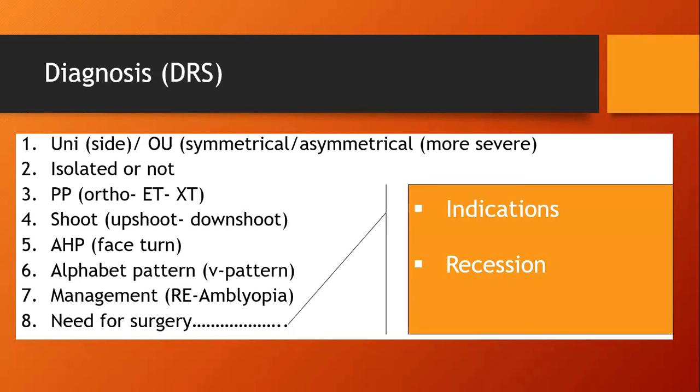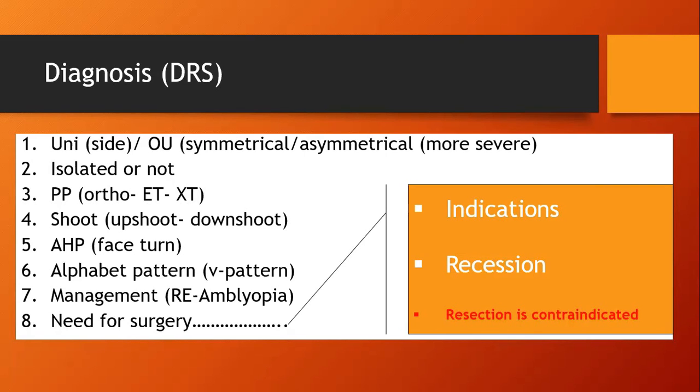And you have to know that we do recession. So if it is esotropic, you recess the medial rectus. If it is exotropic, you recess the lateral rectus. Any strengthening surgery like resection or plication is generally contraindicated in Duane, because if you resect the muscle, the narrowing and the co-contraction will become more evident. So the examiner perhaps wants to hear this piece of information. Resection is contraindicated. We do recession.